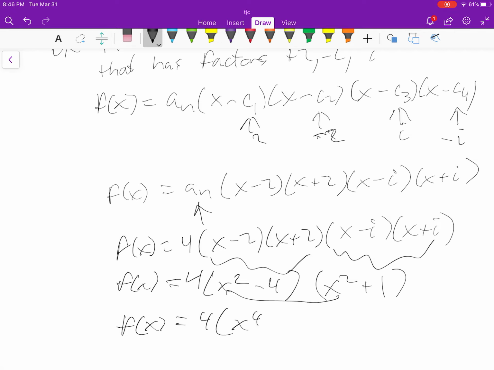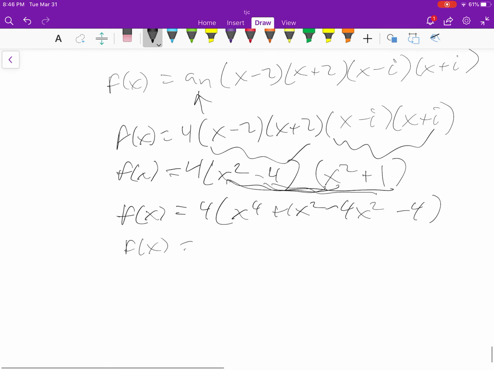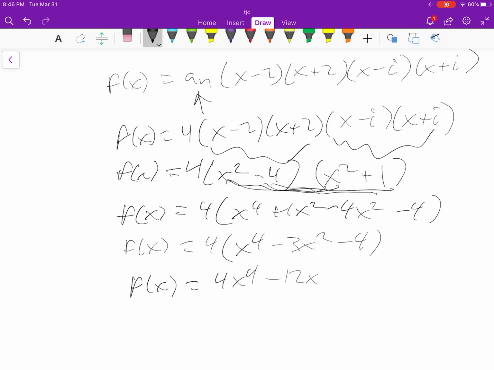So this times this is x to the 4th. This times that is 1x squared. Negative 4 times that is negative 4x squared. Negative 4 times 1 is negative 4. And then all we're left to do is take your an and multiply it through everything. And there would be our same polynomial in standard form. Okay.